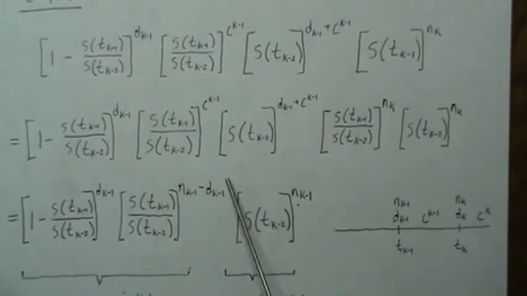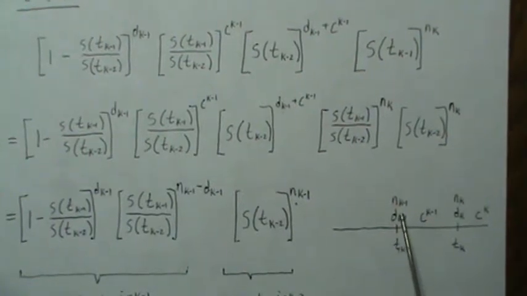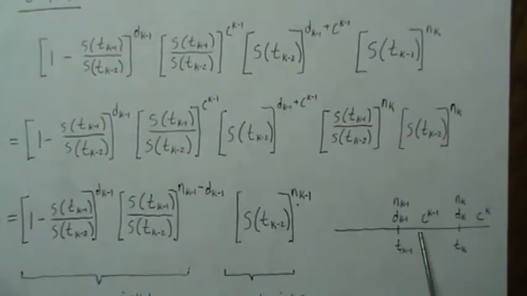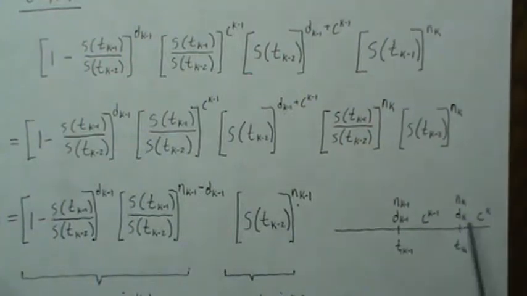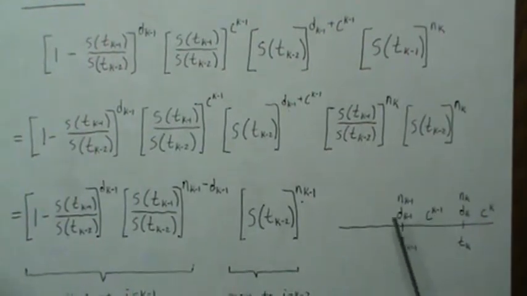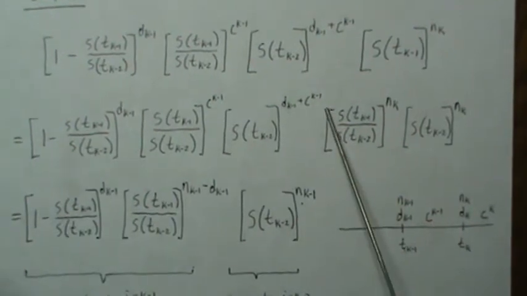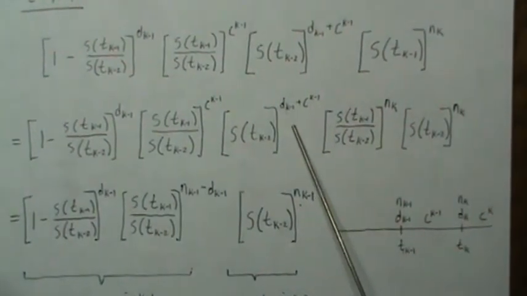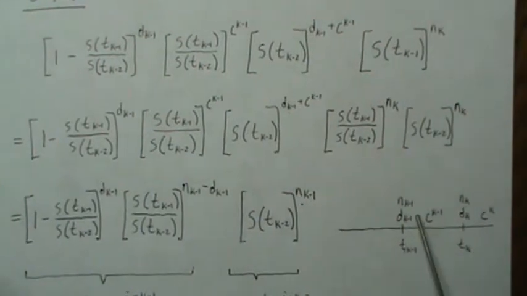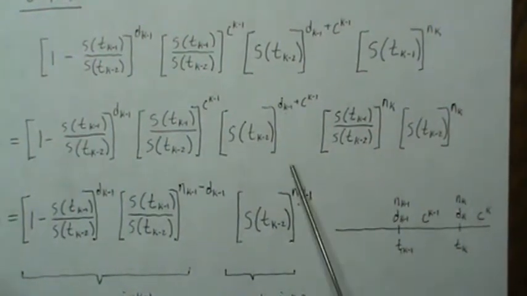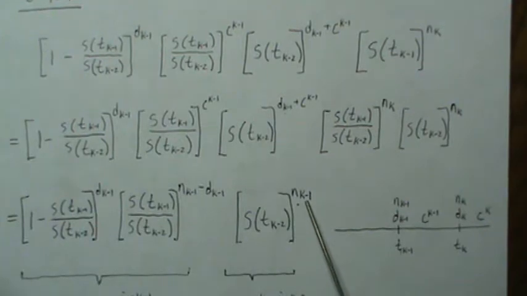And so how do we get that? If we're at t_{k-1}, we have d_{k-1} deaths here, and c_{k-1} censored here, and then n_k is how many observations we have here. So if we have n_k plus c_{k-1} plus d_{k-1}, all those observations are really n_{k-1}. So that and that, you can just put an n_{k-1}.